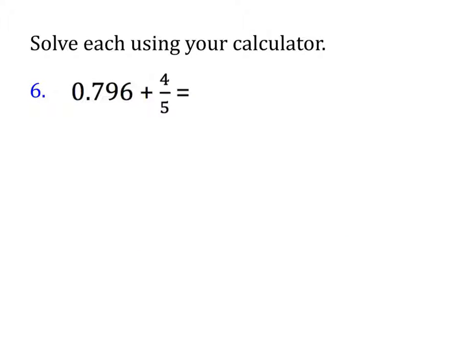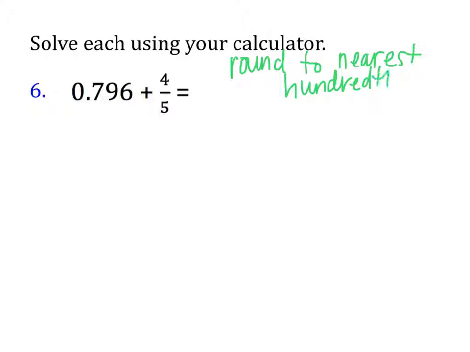All right, you can solve the next 4 problems using your calculator. So you're just going to type in 0.796 plus 4ABC5. And on any problems that don't have nice little terminating decimals, I want you to practice rounding to the nearest hundredth. So that's 2 places after the decimal. So try the next ones on your own.